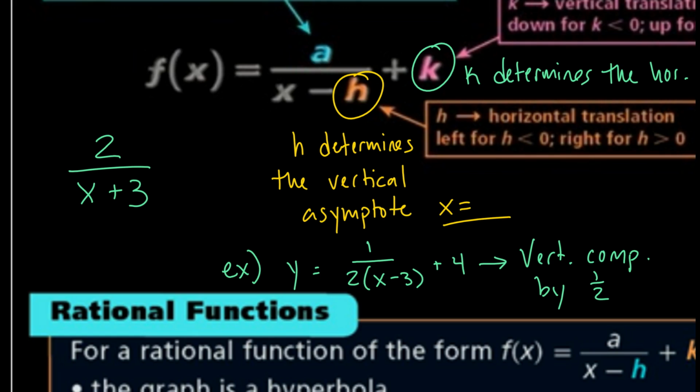So what if there was like 3 and 11? You're saying 3 up top and 11 in the bottom? What would that be? Is it less than 1 or bigger than 1? Is 3 less than 11 or bigger than 11? Less than 11. Okay, so 3 divided by 11. Is that bigger than 1 or less than 1? Yes. So it's a compression, a vertical compression. We got it.